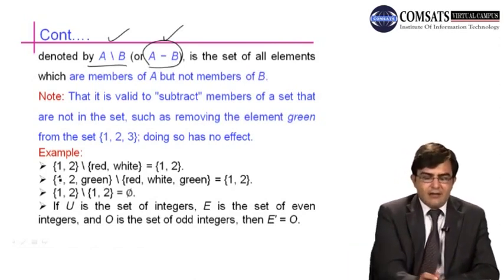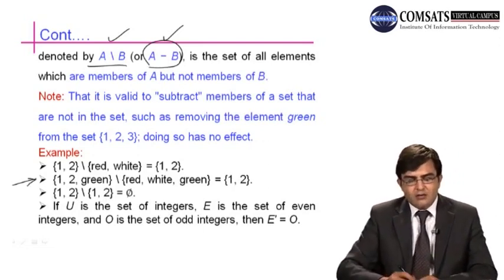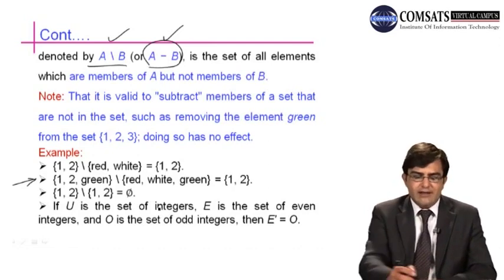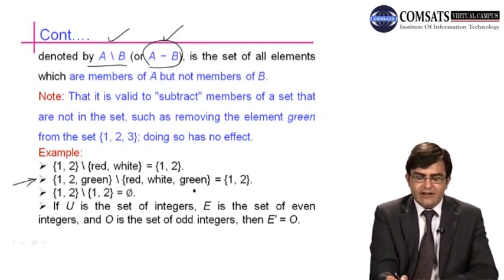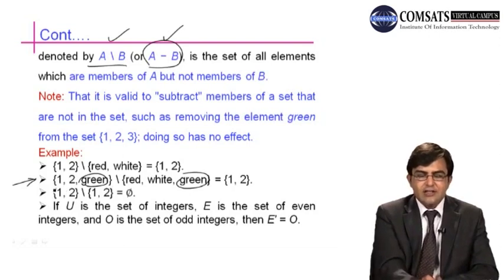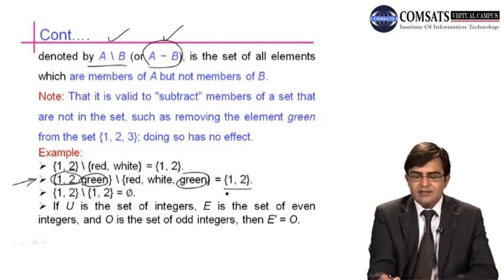For example, if we have this example, 1, 2, green minus red, white, green, so green is common in these two sets and we are subtracting B from A, so we write only those elements of A which are not in B. So this is basically A minus B.